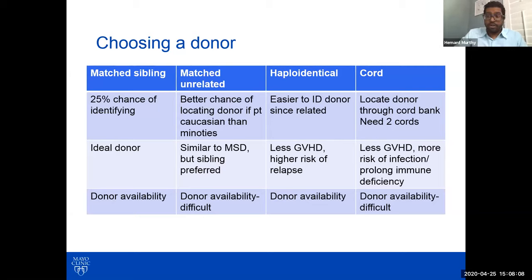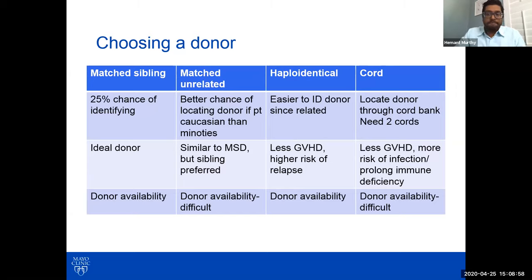If we take a Caucasian patient, they have about a 70% chance of locating a donor. African-American or other minorities have about a 25 to 30% chance of finding an unrelated donor. That means two things. We need more people to donate to the donor registry, particularly minorities, but this is also a consideration when we are looking at a patient and determining how fast we can get a donor. Haploidentical donors, they're much easier to identify because they're related. They're more readily available because of the relation. There is less graft versus host disease, but there may be higher risks of relapse.